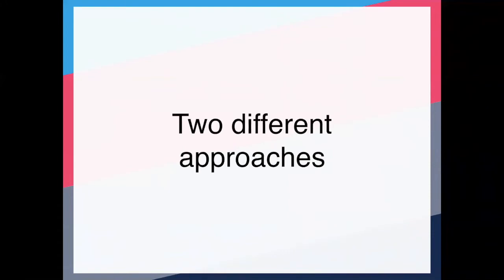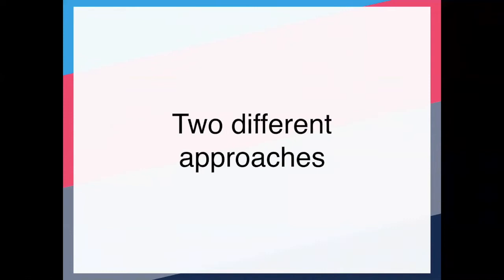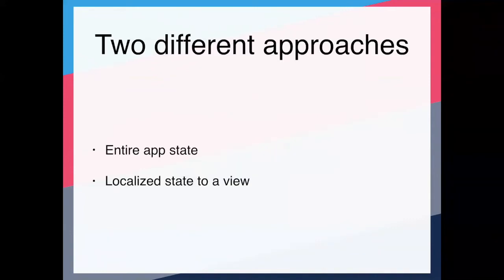So I'm using the React state component, or provider, that Taras wrote for microstates. And I'll show you what that looks like in a second. But I have two different ways I use microstates in my app. One is global app state. So it's just the entire app state. And the other is localized state to a view.